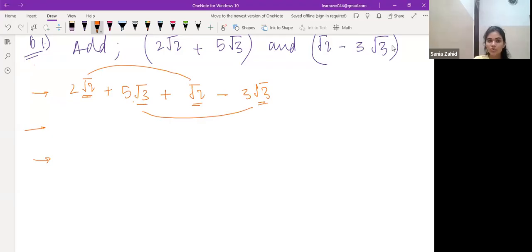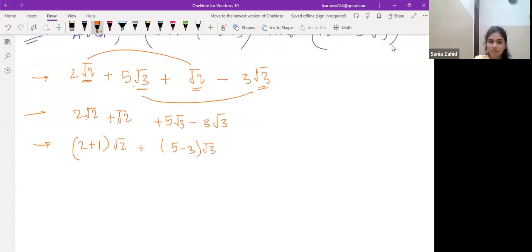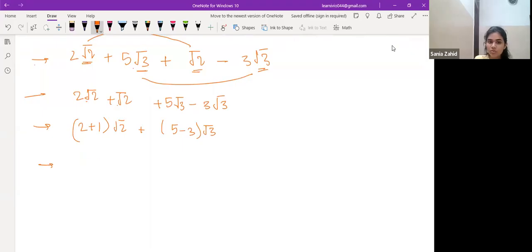Yes. Only similar. So first of all you bring them together. So 2 root 2 plus root 2 you write together, and plus 5 root 3 and minus 3 root 3 you write together. Now 2 root 2 plus root 2 is how much? 2 plus 1 and then root 2. The coefficient of root 2 is 1, right? And this becomes plus 1. And then 5 minus 3 root 3. So this part becomes 3 root 2 and plus 2 root 3.